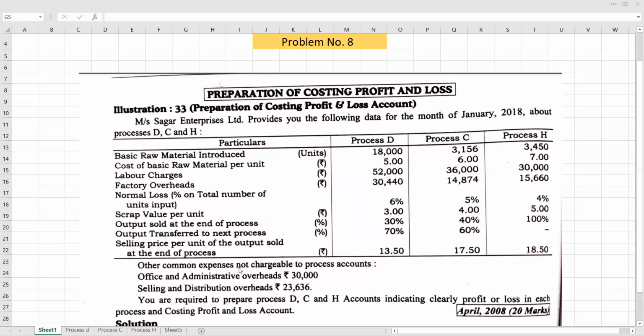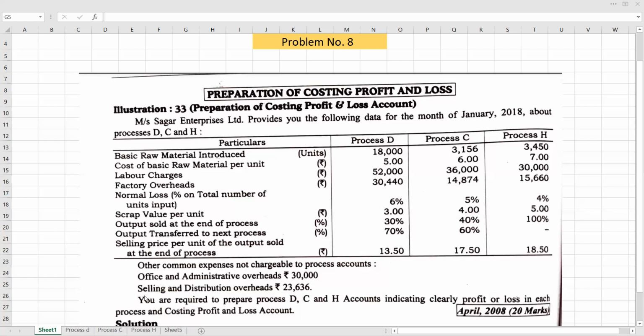Other common expenses not chargeable in process account: office and administrative overheads and selling and distribution overheads. See, these expenses are not chargeable to process account, so they should not be recorded in process account. We do not have to mention them anywhere in the process account. They should be recorded in costing profit and loss account. So we have to prepare a costing profit and loss account.